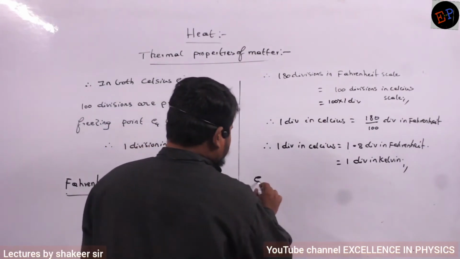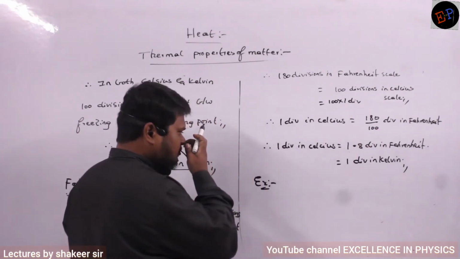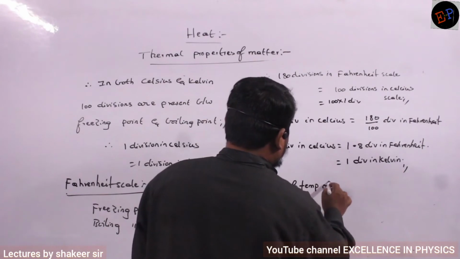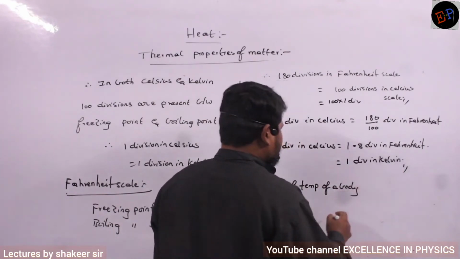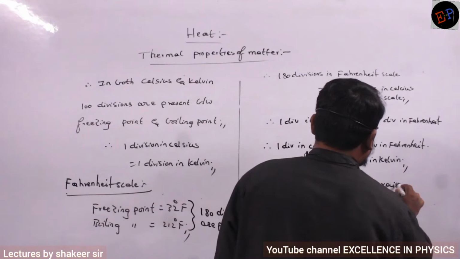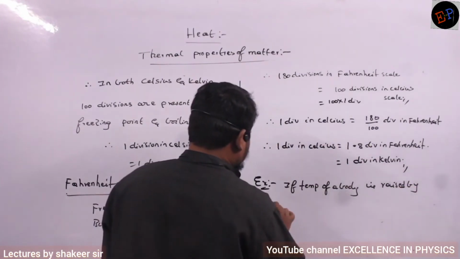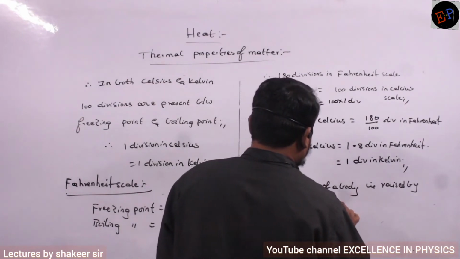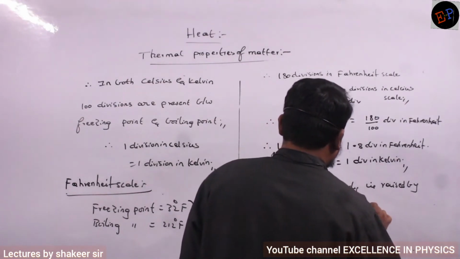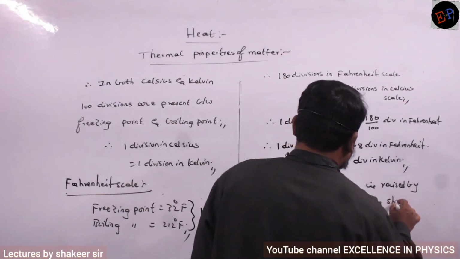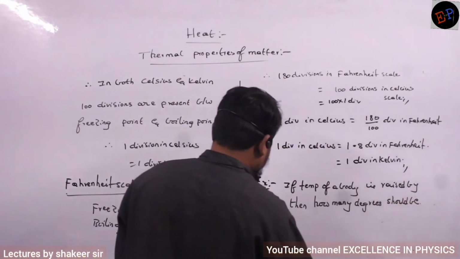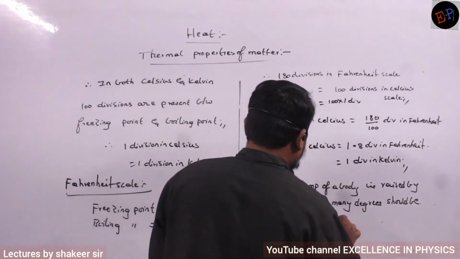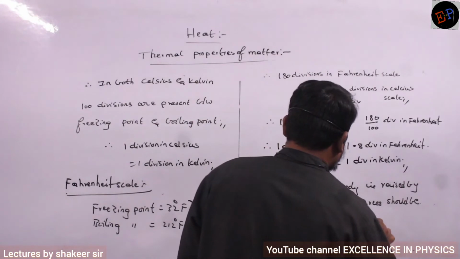So I will give you a small question, try to answer. Okay. So if the temperature of a body is raised by 10 degrees Celsius, clear? Then how many degrees should it rise in the Kelvin scale and in the Fahrenheit scale? Can you answer this question?